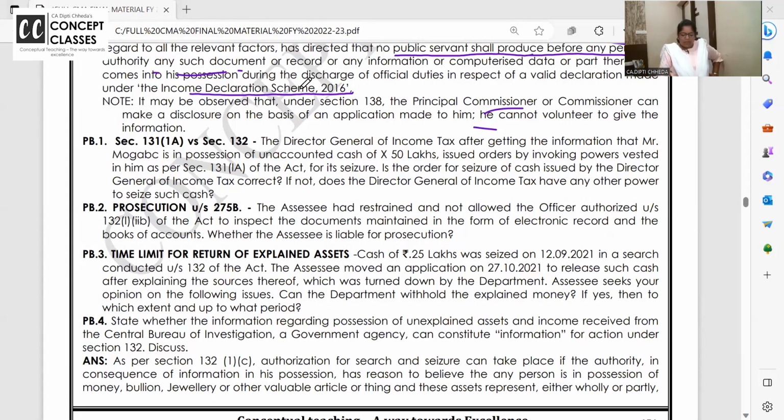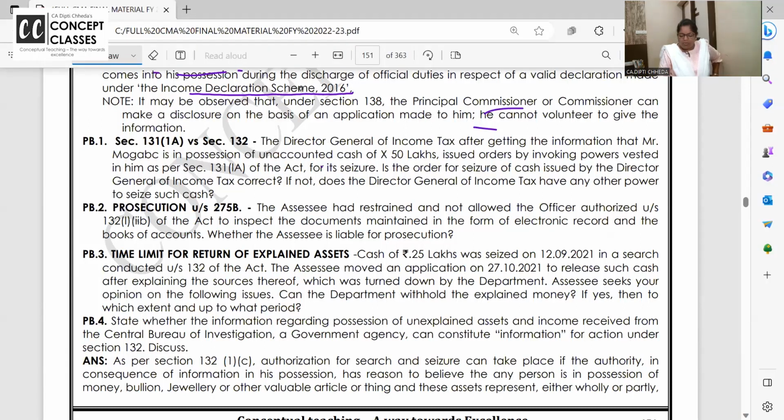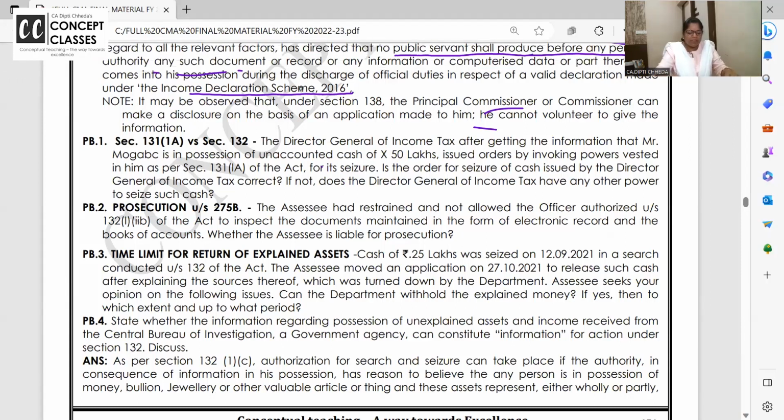Let us start. The Director General of Income Tax, after getting information that Mr. Mujab is in possession of an unaccounted cash of rupees 50 lakhs. Okay. So now he is issuing order by invoking powers vested in him under 131A.